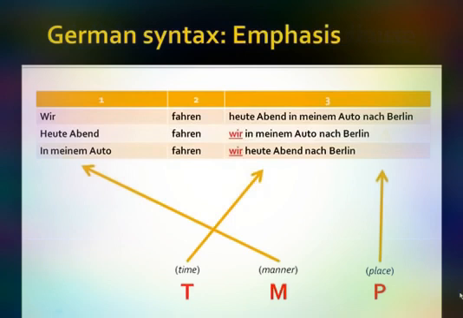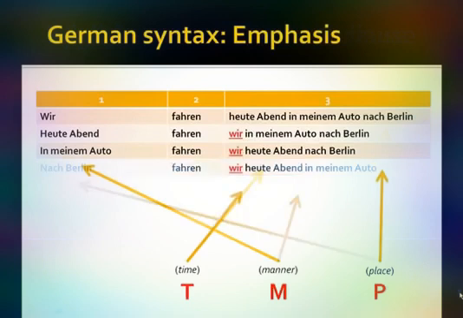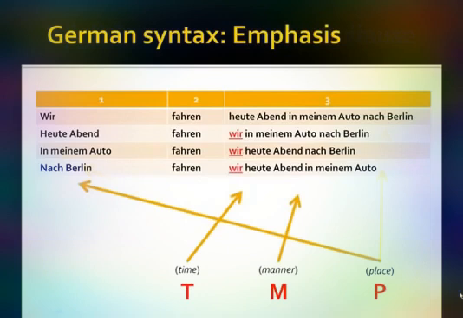Now, what if someone says, are you traveling to München? Are you traveling to Munich? You're like, no, I'm traveling to Berlin. So I could emphasize the place. Nach Berlin fahren wir heute Abend in meinem Auto. So the place component of the adverbial clause gets put towards the beginning of the sentence in the first position, and the manner gets pushed back into the adverbial clause.